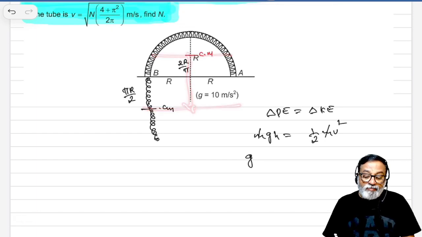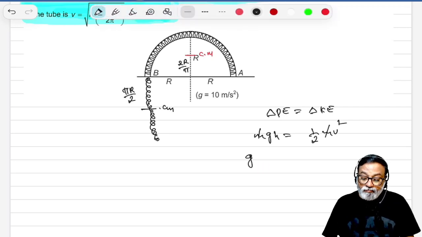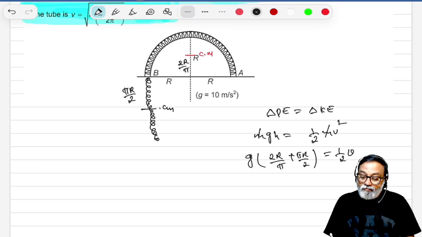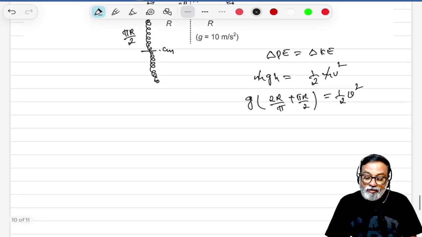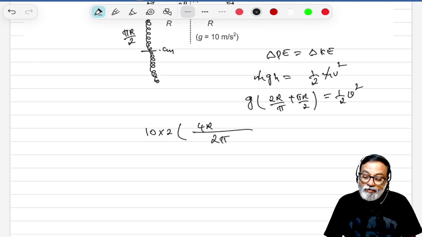This is 2r by pi plus pi r by 2. So this becomes 2r by pi plus pi r by 2, that is equal to half v square. Therefore, here g is 10, by cross multiplying this is 2, and here is LCM 2 pi. Therefore, this becomes 4r plus pi square r, that is equal to v square.